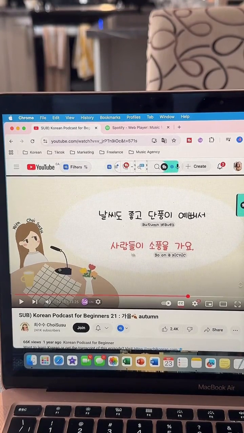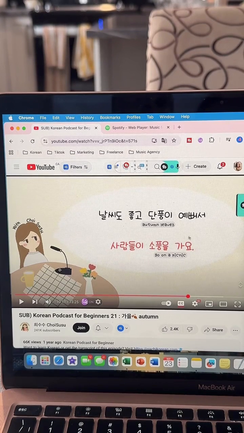And then we have the result, which is 사람들이, 사람, which is person, 들 becomes plural, so it is people. Okay, multiple, more than one. When you add 들, 소풍을, so 소풍, she wrote that it is picnic.